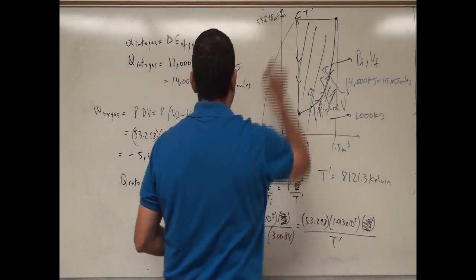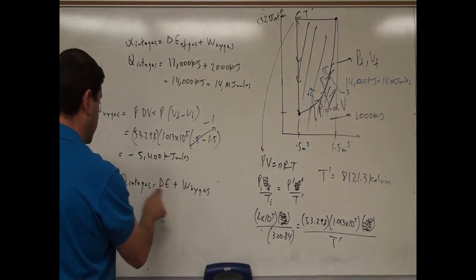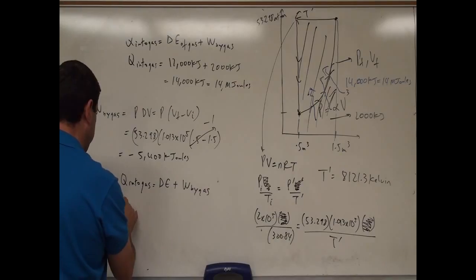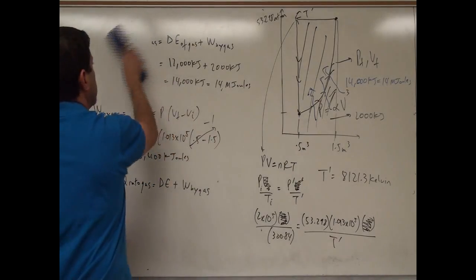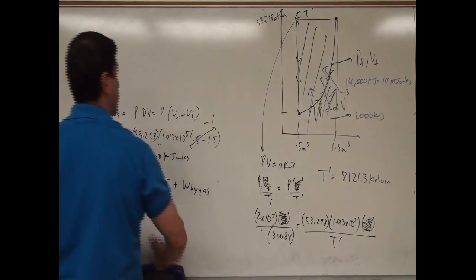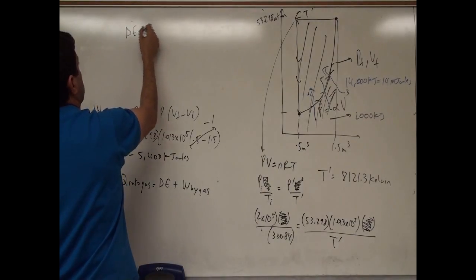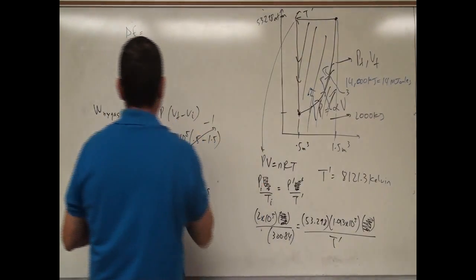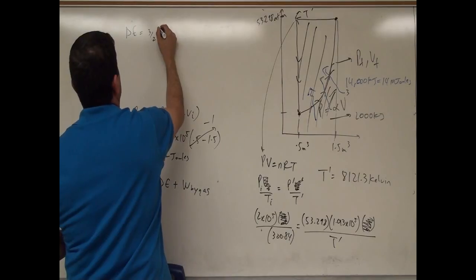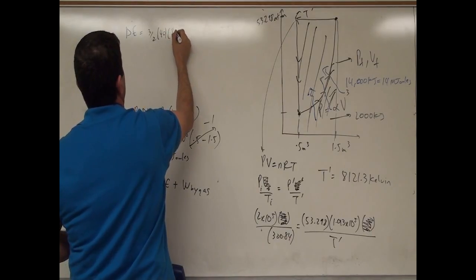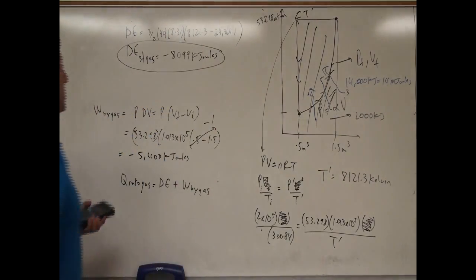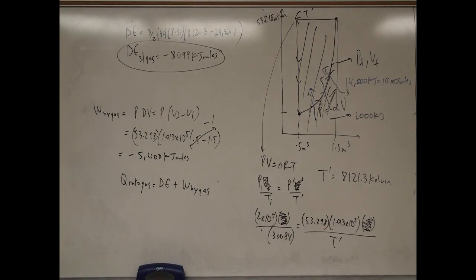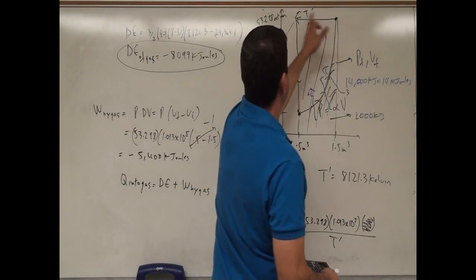So then I can find out the change in internal energy, right? And then from there I can find out the heat into the gas. So what's the change in internal energy? Delta E is going to be over here. It's going to be 3/2 times 40 times 8.31. The delta E of the gas is going to be negative 8,099 kilojoules in going from here to here.